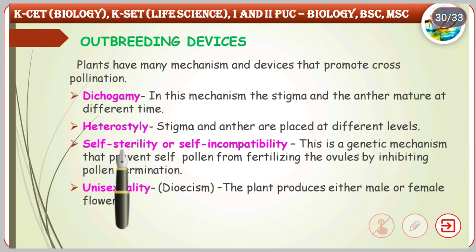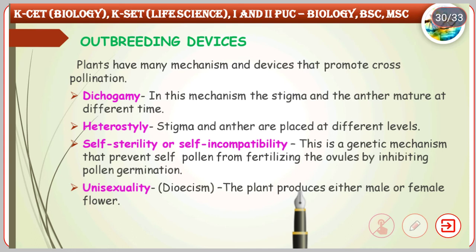And the another one is heterostyly. In heterostyly, the stigma and the anther are placed at different levels or in different environmental conditions, so that they can also mature at different stages. Okay, so the next device is self-sterility or self-incompatibility. This is a genetic mechanism that prevents self pollen from fertilizing the ovule by inhibiting pollen germination.